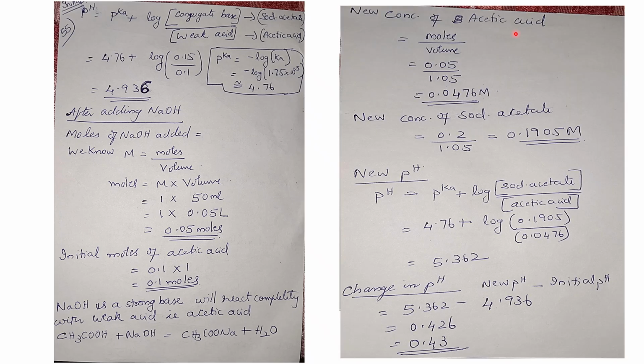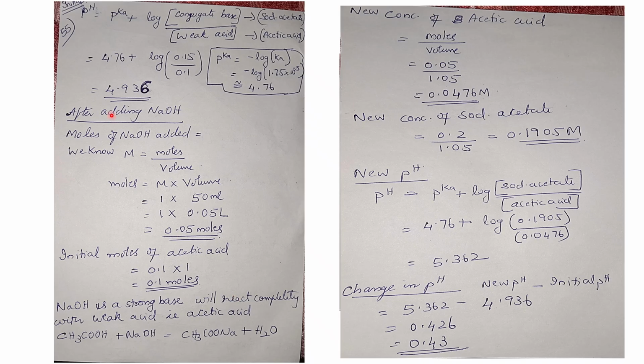Now new concentration of acetic acid. You found out the moles of acetic acid and moles of sodium acetate. Now you have to calculate the concentration of acetic acid. Only then you can calculate pH value, because it is log of concentration of sodium acetate by concentration of acetic acid. So moles by volume: the new moles of acetic acid is 0.05 by 1.05, that is the new volume. Similarly for sodium acetate also you will get this volume. Substitute the values, you will get 5.362.